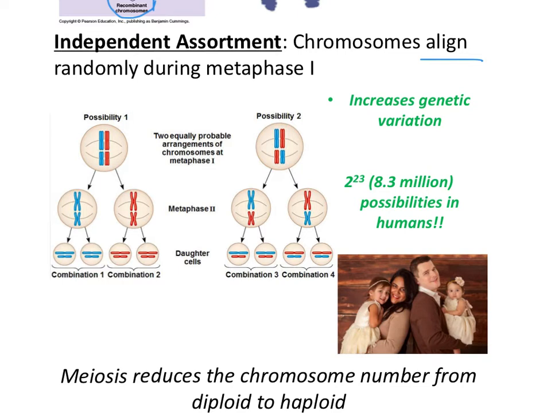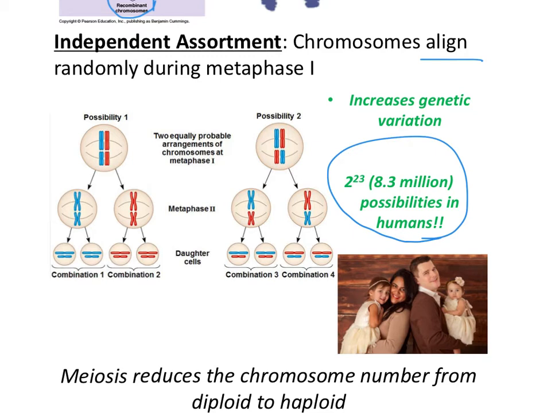You could pass on 1 from mom and 22 from dad. You could pass on 2 from mom and 21 from dad. You could pass on 3 from mom and 20 from dad, and so on. And then also, let's say you're passing on only 1 from mom. It could be chromosome number 1. It could be chromosome number 2. It could be chromosome number 3. It could be chromosome number up to 23. So there's a huge amount of combinations that can be produced from 23 things lining up in the center of the cell.